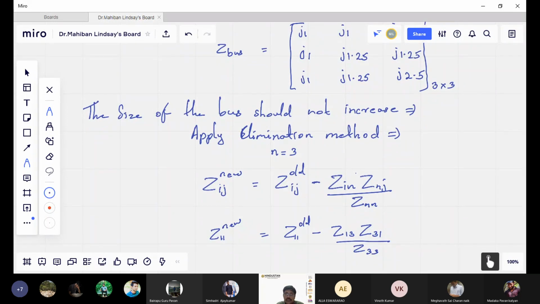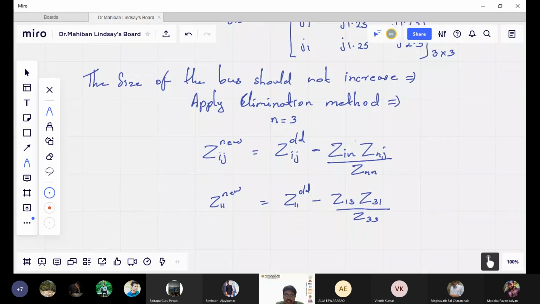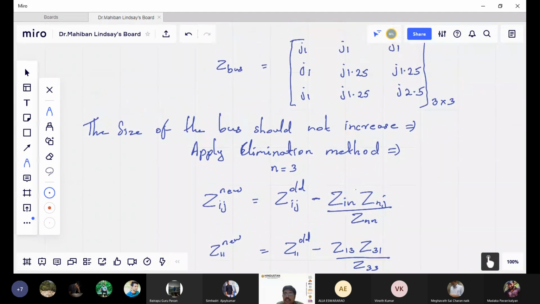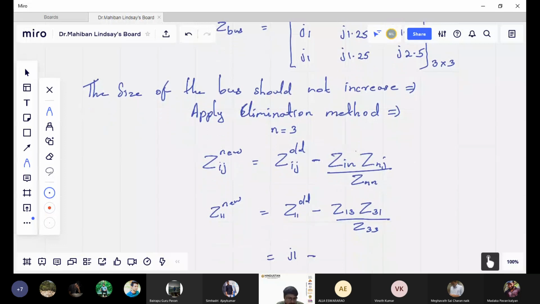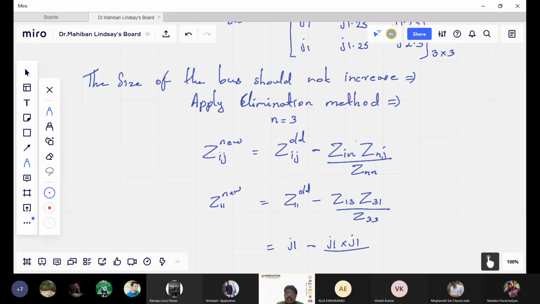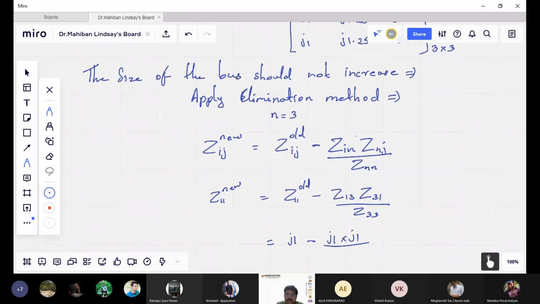So I am going to substitute the values. Z11 old is equal to j1, minus, what is the 13 value? The 13 value is also j1. The 31 value is also j1. So j1 multiplied by j1, and it is divided by the Z33 value, which is j2.5, sorry, 2.5, not 0.25, 2.5.